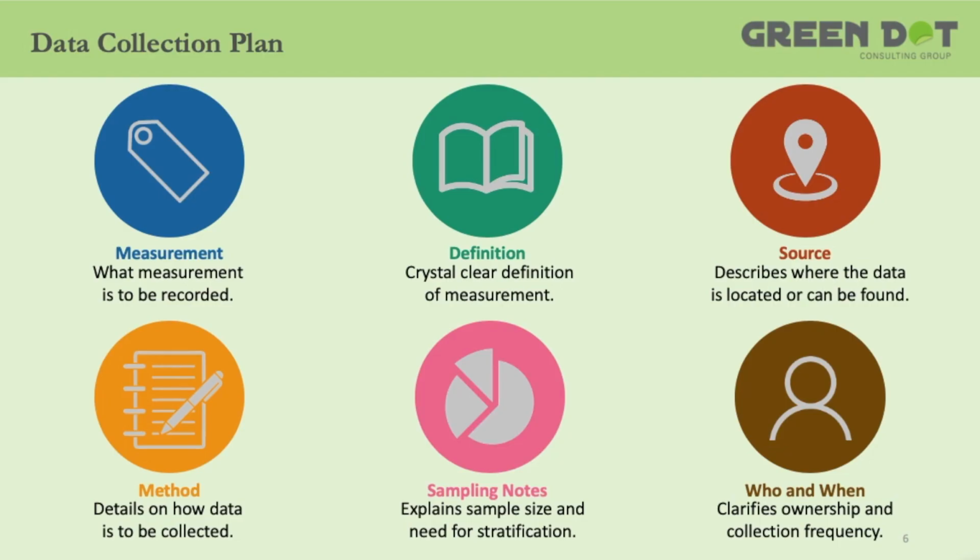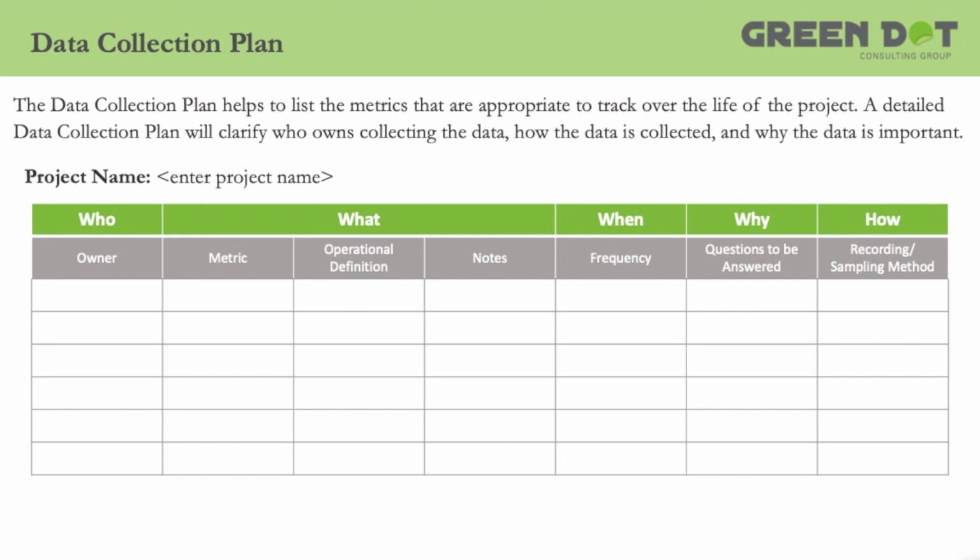As your team starts to identify what data is necessary, a helpful tool is the data collection plan. This allows you to list what data is needed for your project to move forward. In this template, you can see it's very important to list who is owning that metric, what is the metric, how is that metric defined, what frequency will that metric be collected, what questions are you trying to answer, and what is the recording or sampling method that's being applied to obtain the data. In some other templates, you will see the where column listed, indicating the source of the data.